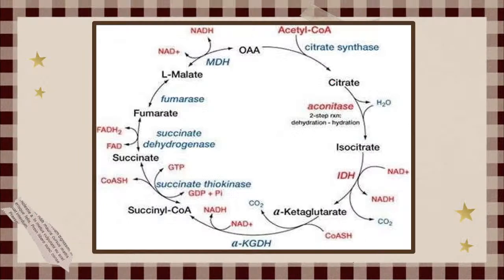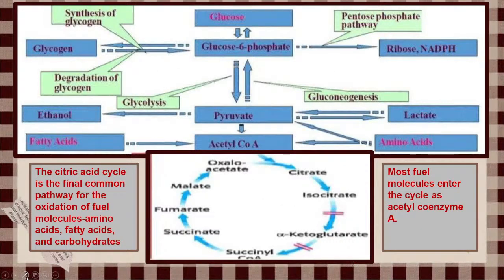TCA cycle. Everyone please look into this. What will be the fate of pyruvate, friends? Once we produce pyruvate, what happens to it? Only in the presence of oxygen, pyruvate is converted into acetyl CoA. In the absence of oxygen, in muscles, pyruvate is converted into lactate. And in yeast, pyruvate is converted into ethanol.